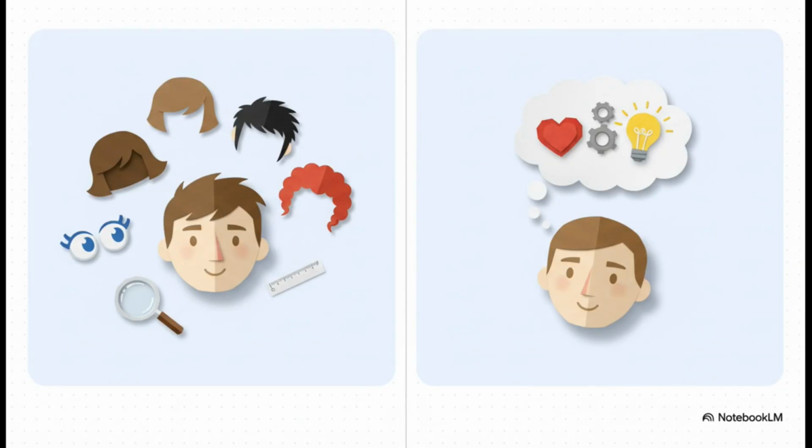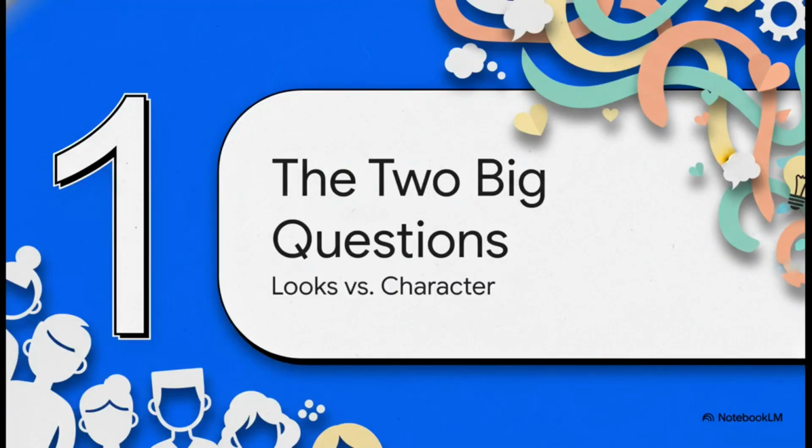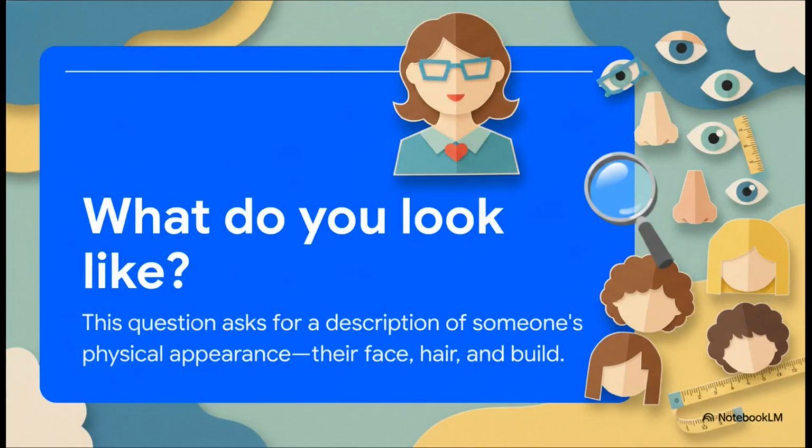In English, we split that one question in two. What do you look like is only about physical appearance. But what are you like? That's all about personality. Getting this difference down is absolutely the most important step. So let's break them down one by one. We're going to start by mastering the art of describing appearance, and then we'll move on to talking about someone's character.